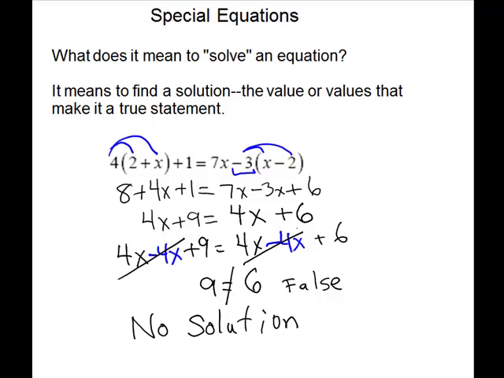When you're more experienced, you'll see it from this third line. The 4x is the same on both sides. The 9 and 6 are never going to be the same. This one is called a contradiction. And your answer to it will be no solution.